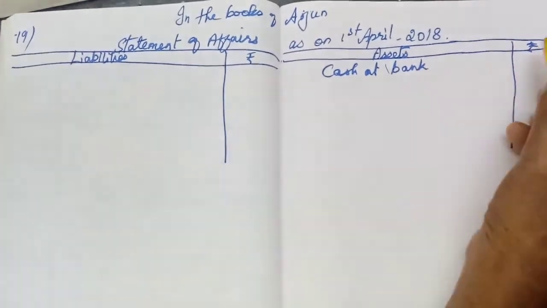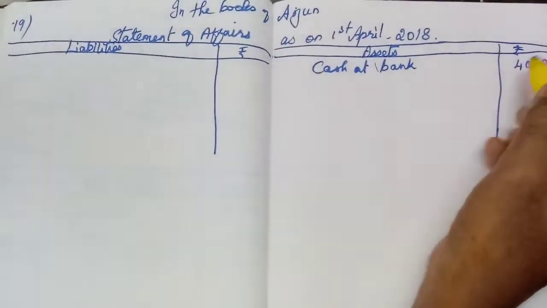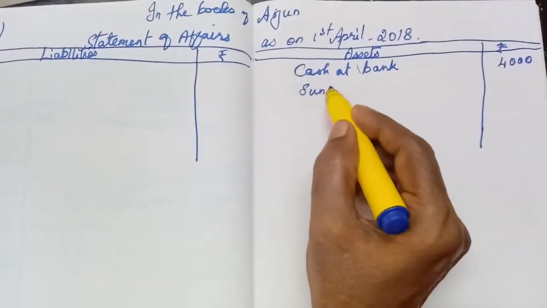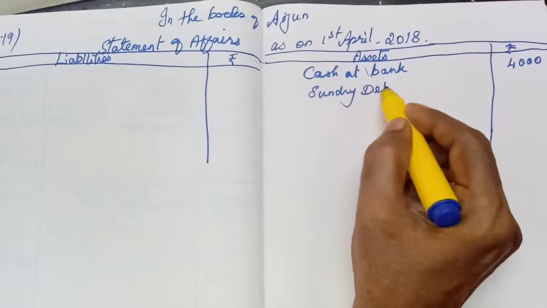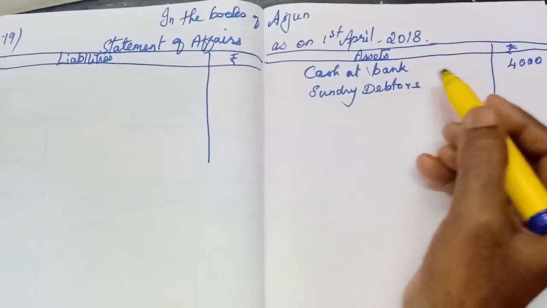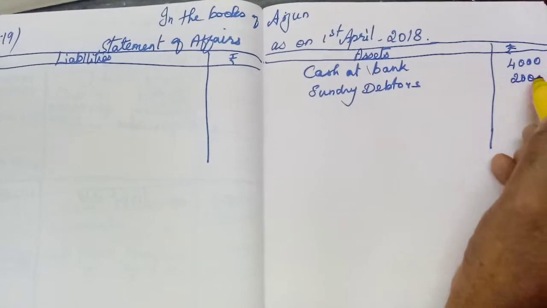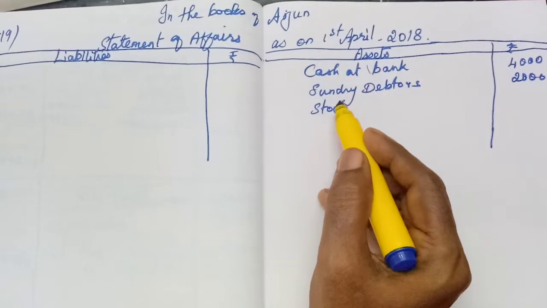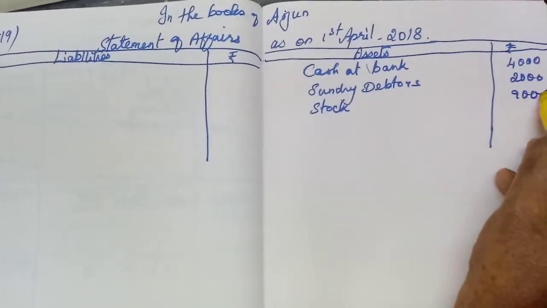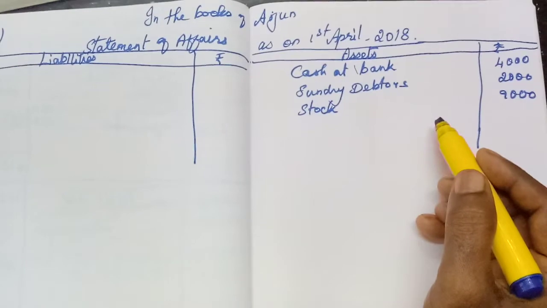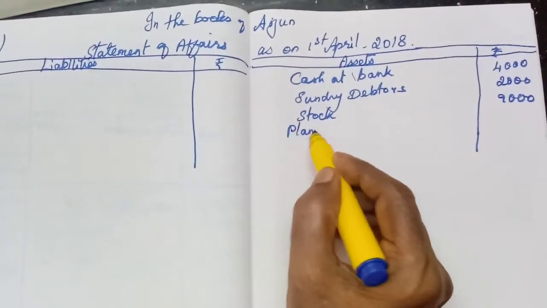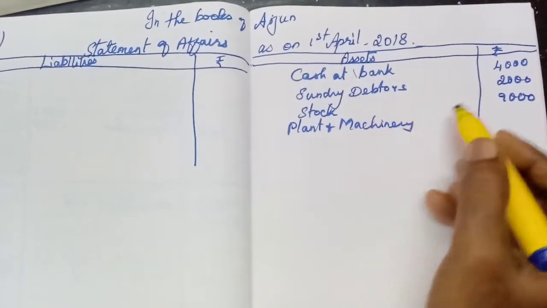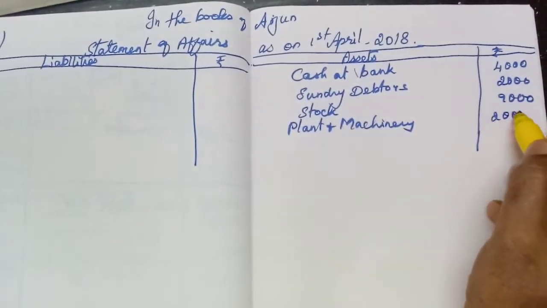Cash at bank opening is 4,000. The next current assets we can write sundry debtors. From bottom you see sundry debtors 2,000. Above sundry debtors, stock is available. That you can write. Stock 9,000. Now the topmost one, plant and machinery, that is the only fixed assets. Plant and machinery, what is the amount? 20,000. Right. Write the digit correctly.